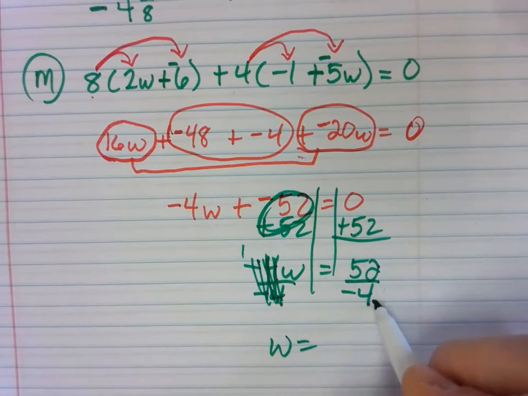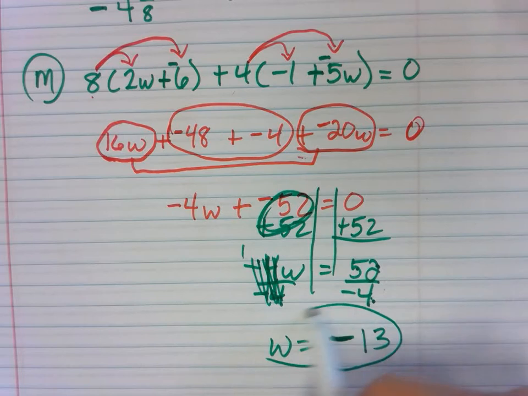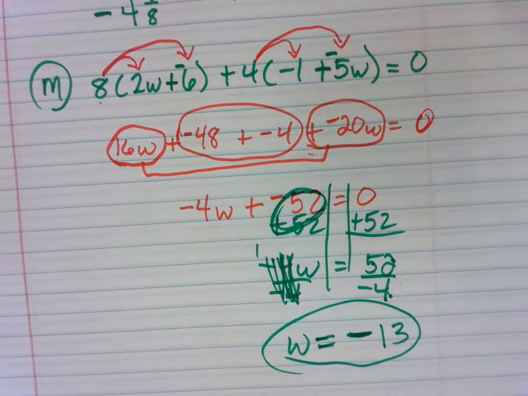What's a positive divided by a negative? That would be a negative. What's 52 divided by 4? It goes in there 13 times. That would be negative 13. All right, so there you go, people. That's how all that works when you got more than one step.